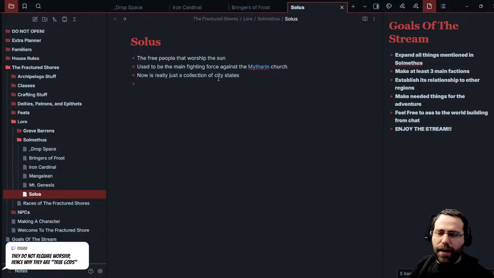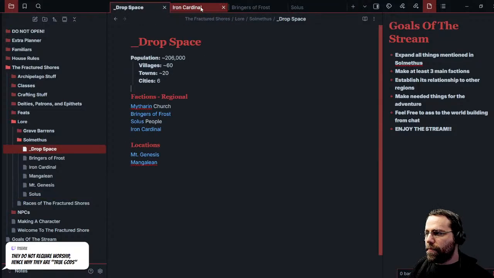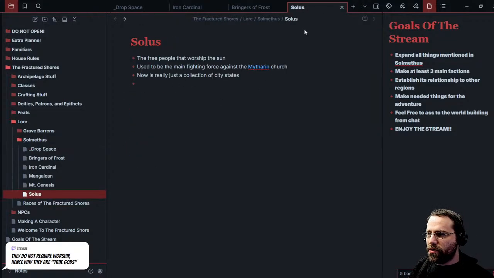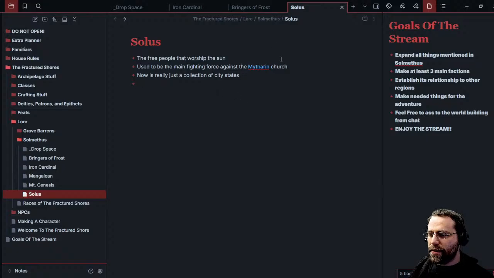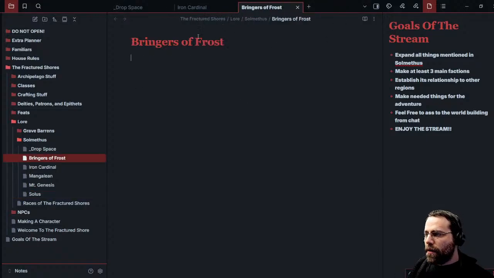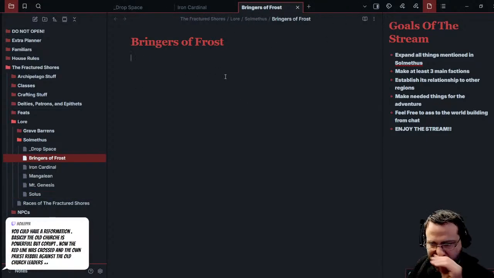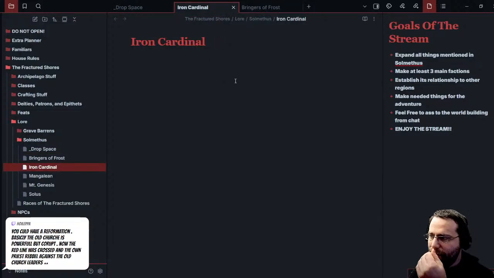Okay, I understand now. Okay. Let's, okay, so Solus we can kind of leave like this for the time being. The Bringers of Frost. Let's go here. Iron Citadel. Or Iron Cardinal, not Citadel. Basically, old church is powerful but corrupt.